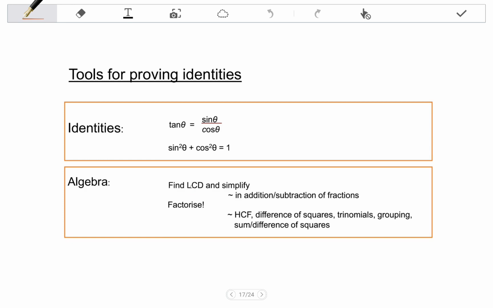Now, if we have fractions in our identity, a very easy tip is to write those 2 fractions as 1 fraction by finding the lowest common denominator and simplifying, okay? Don't forget that. And then, of course, we can also factorize, and we have the highest common factor, square, difference of squares, trinomials, grouping, sum or difference of cubes. Sorry, this should be cubes. Okay, so when you have a fraction, remember, write it as 1 fraction, and of course we can factorize to manipulate our expressions. Okay, so let's look at examples.